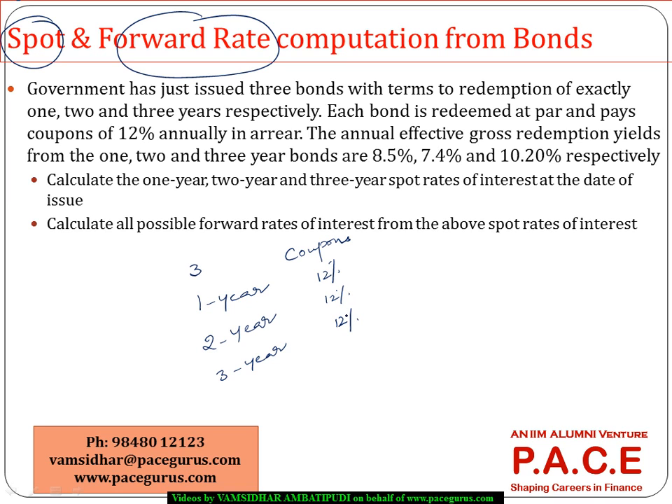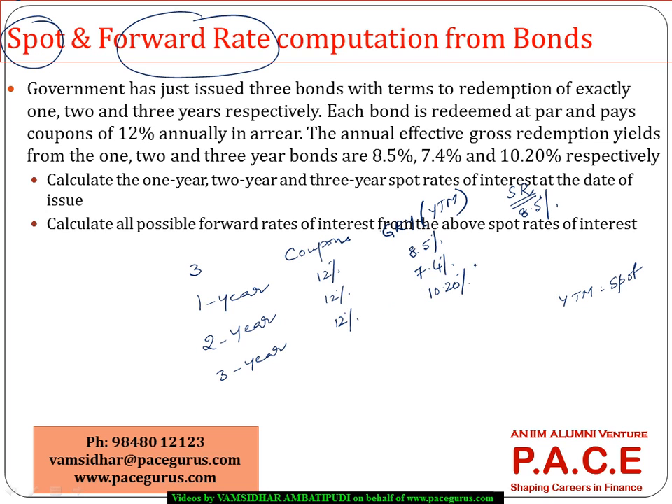And their effective gross redemption yield, or sometimes we call it yield to maturity, for these bonds is around 8.5%, 7.4%, and 10.2%. Now, when I talk about the spot rate for each of the periods, for the first period, we know that the YTM itself is the same as the spot rate. So for the first year, the spot rate is 8.5% itself.